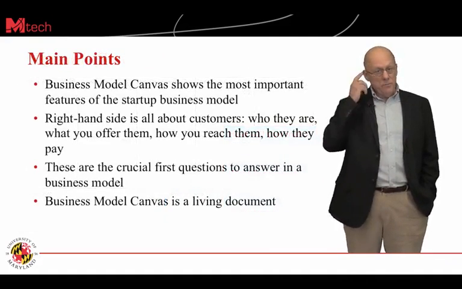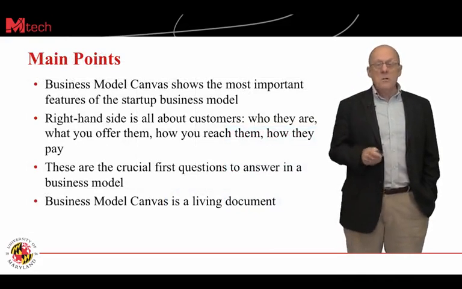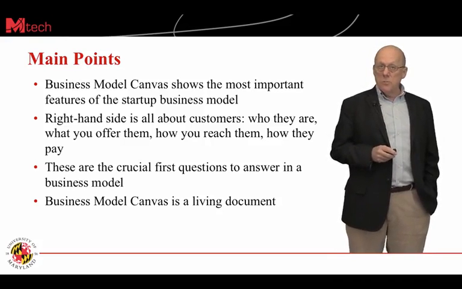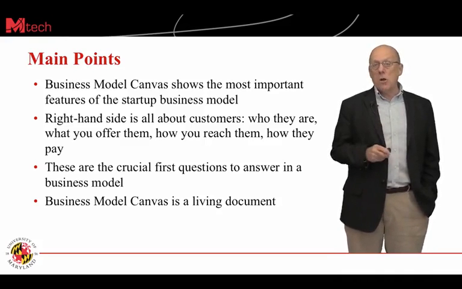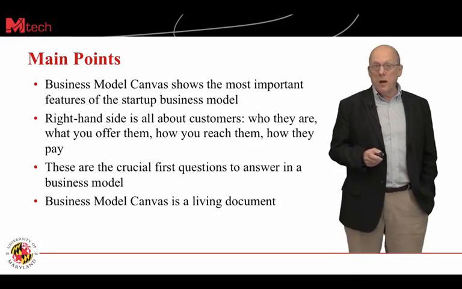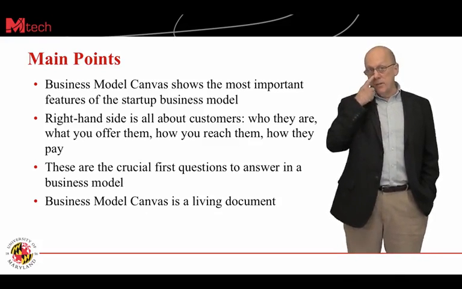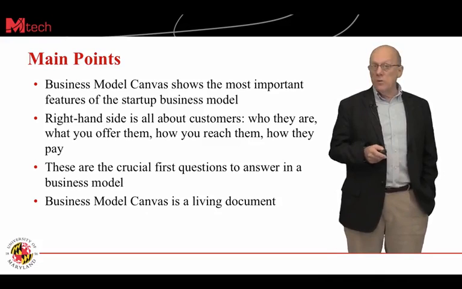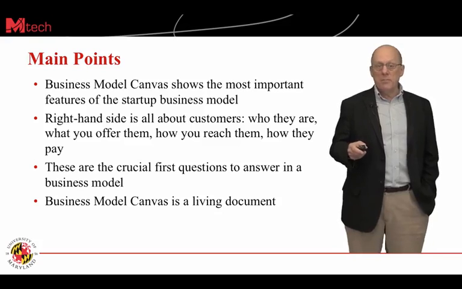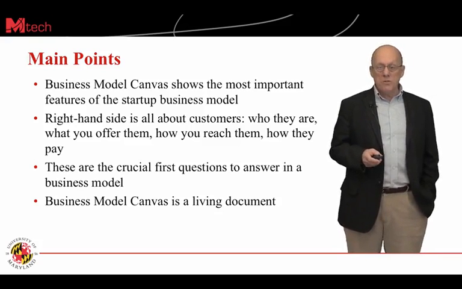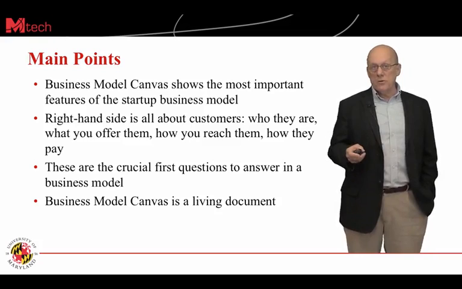But how much they're going to pay, who's going to pay, and how they're going to pay is the problem of revenue models. So the main points about the right-hand side of the business model canvas are, it shows the most important features of the startup business model. The right-hand side's all about customers. It's who they are, it's how you reach them, it's how they buy from you, it's what you offer them in the way of a value proposition, and it's how you get money from them. These are the critical first questions to answer, and we're going to do these first.